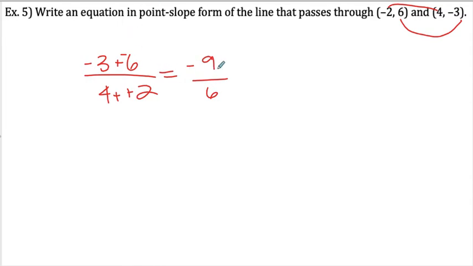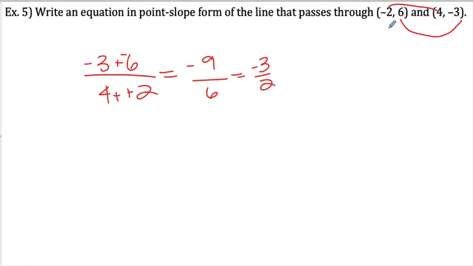For simplicity, you would want to reduce that into lowest terms. They are both divisible by 3, and so negative 9/6 would reduce to negative 3/2 as your slope. Now that you have your slope, you can write your equation.